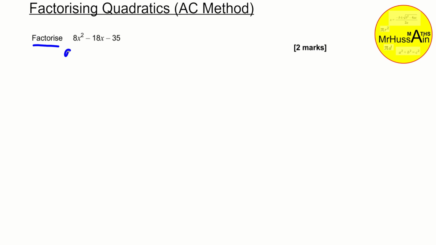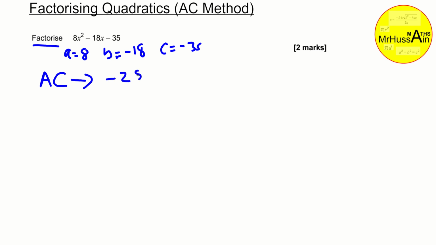It's called the AC method because of this. A obviously is 8. B is minus 18, and your C value is minus 35. It's called the AC method because of this: A times C. So 8 times minus 35 is minus 280, and B happens to be minus 18.